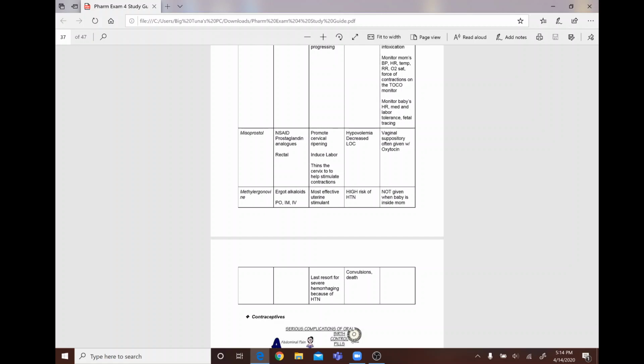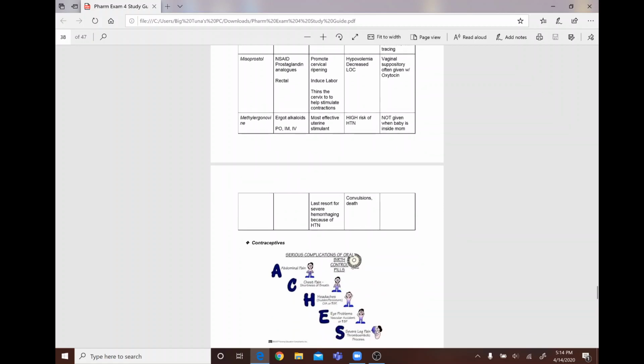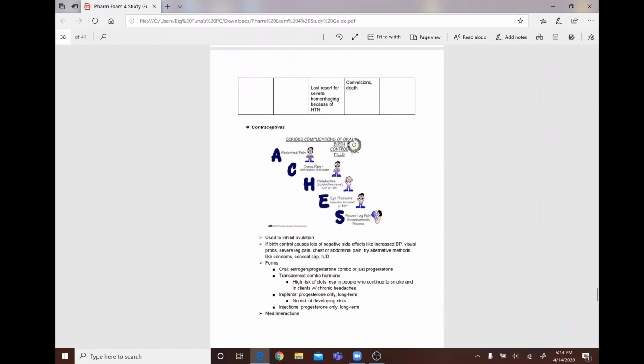Methylergonovine is an ergot alkaloid. You give it PO, IM, or IV. It's the most effective uterine stimulant. It's the last resort for severe hemorrhaging because of hypertension. It can cause high-risk hypertension, convulsions, and death. It's not given when the baby is inside the mother.